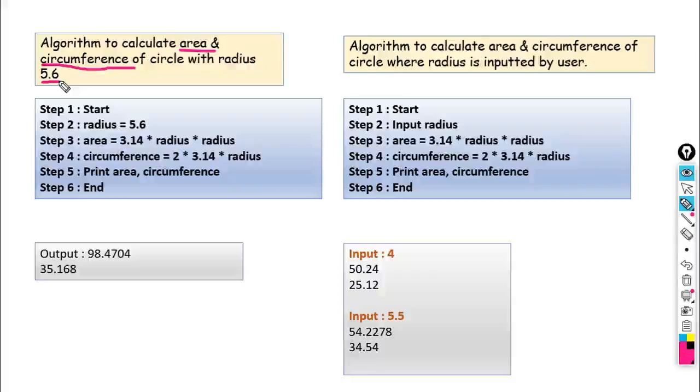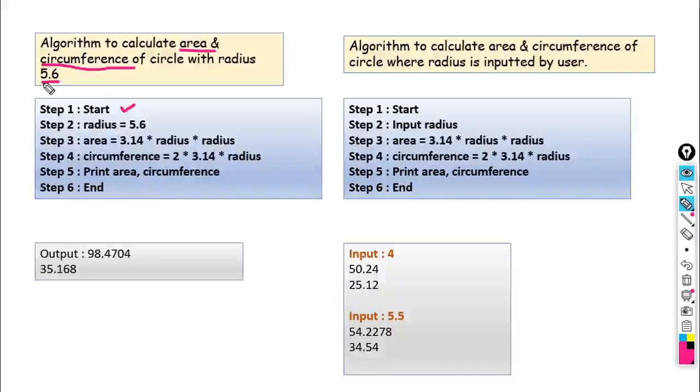When we are going to solve this type of problem, you should know the formula for area and the formula for circumference. What is the formula for area? We can calculate pi r square. And for the circumference we can write 2 pi r. We can use these two formulae within the algorithm. So how can we write it? Step 1 is start. This is the first step.